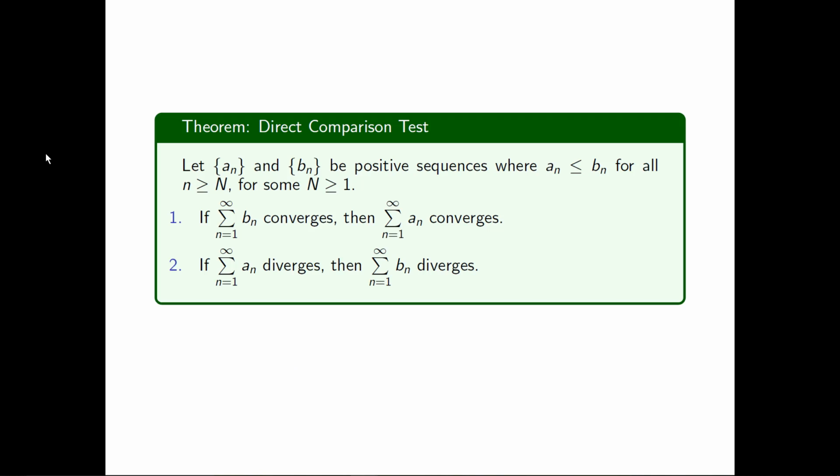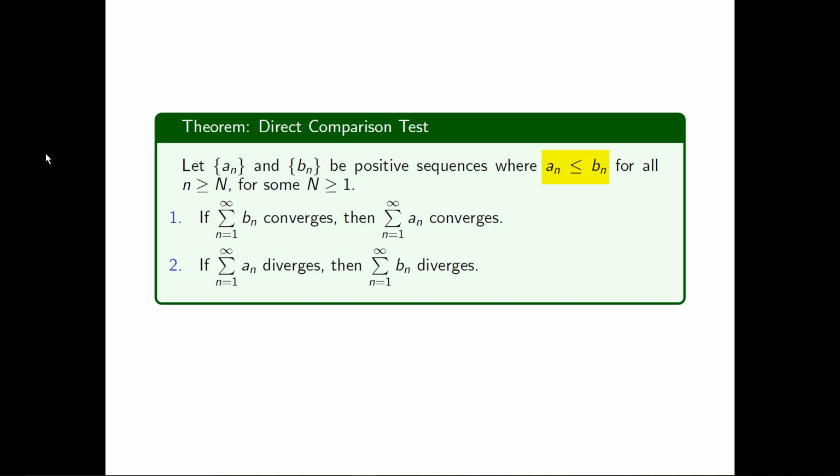Now let's look at the direct comparison test. And this is relatively straightforward. Okay, so we're actually going to take two series, the terms of two different series, the an and the bn. And generally the an might be something we know about, and the bn is something that we are given that's kind of similar, and we'll see in examples what we mean by that.